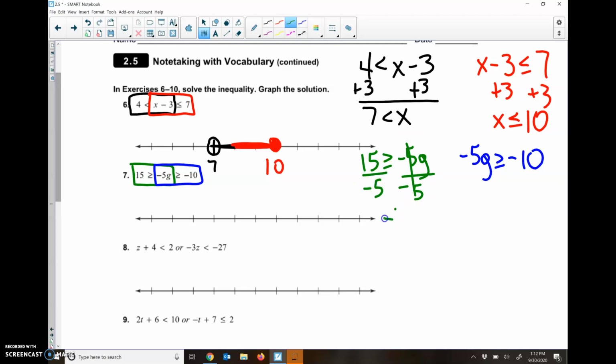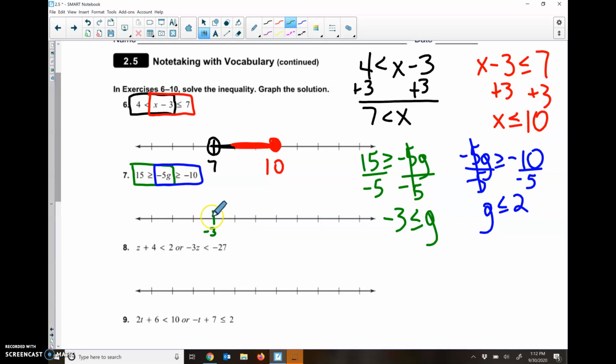So I end up with negative 3. And since I divided by a negative, I'm going to flip that sign over. Is less than or equal to g. Same thing here, I'm going to divide by negative 5. And so I end up with g, again flipping the sign because I divided by a negative, is less than or equal to 2.